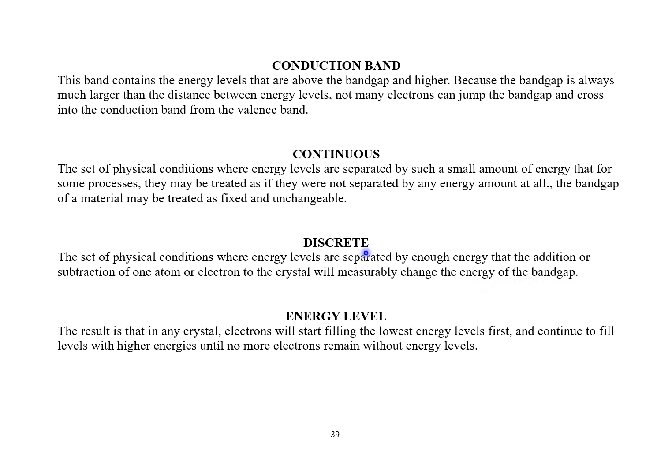فتكون هنا source of يعني الانفلاقات الطاقية نتيجة للسايز في الكوانتم دوت. Energy levels بصورة عامة, the result is that any crystal electrons will start falling the lowest energy levels first. طبعا اعتيادي الأوطى مستوى الطاقي هو اللي يبدأ بالامتلاء أولا, and continue to fall levels with higher energies until no more electrons remain without energy levels.